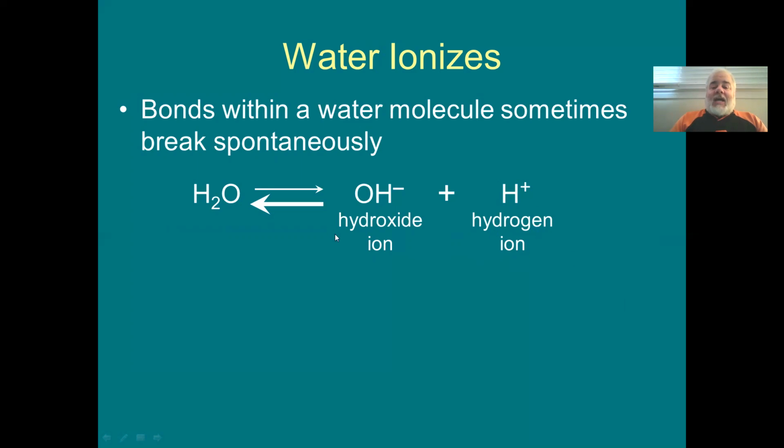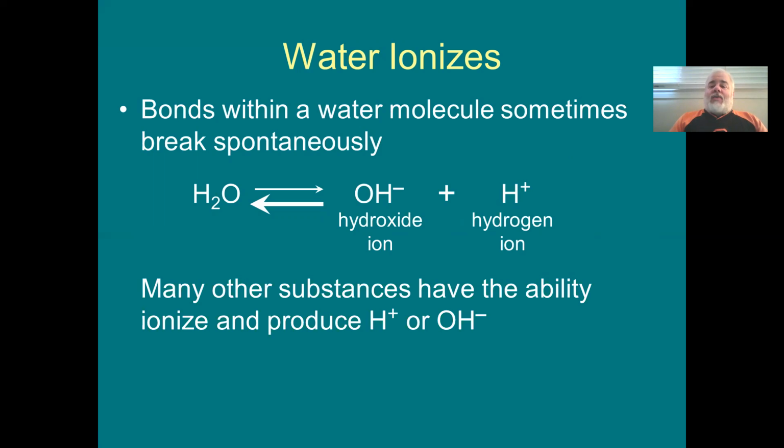Now, if a hydroxide and a hydrogen bump into each other, you can see from right to left, there's a much bolder arrow pointing back towards water. If hydroxide and hydrogen bump into each other, they will turn right back into water. So it's a reaction that goes both ways. It'll ionize from water into hydroxide and hydrogen, and if they bump into each other, they'll turn right back into water. The arrow pointing from right to left is bolder because that's the more stable or preferred direction of this reaction.